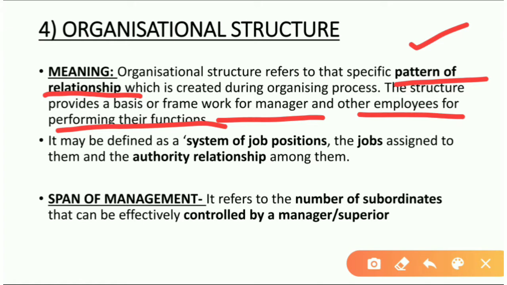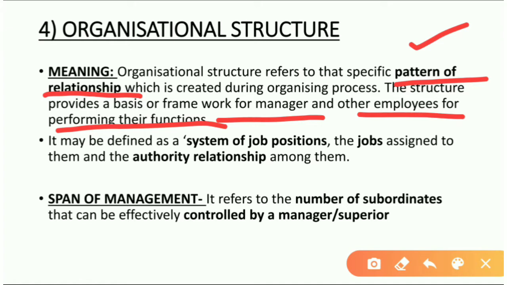In the same way, the subordinates will also understand who the superiors are, whom they have to report to, and from whom they have to take the orders. So the structure is already made in the organization before any activity actually starts. Okay, so this is what organizational structure means. Organizational structure tells us about the pattern of relationship among the superiors and the subordinates.